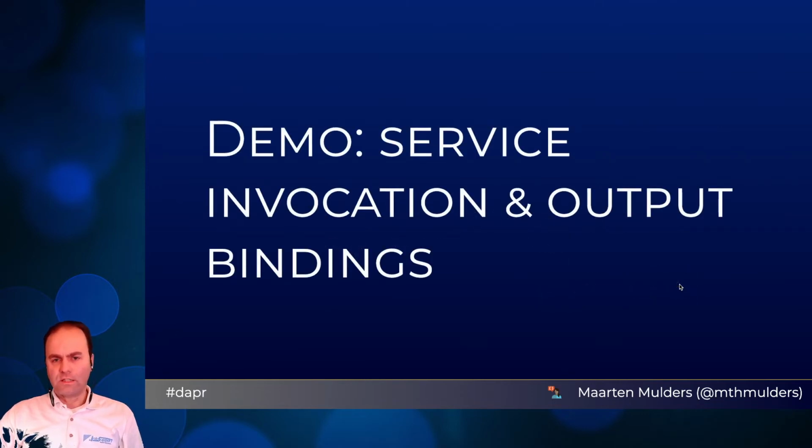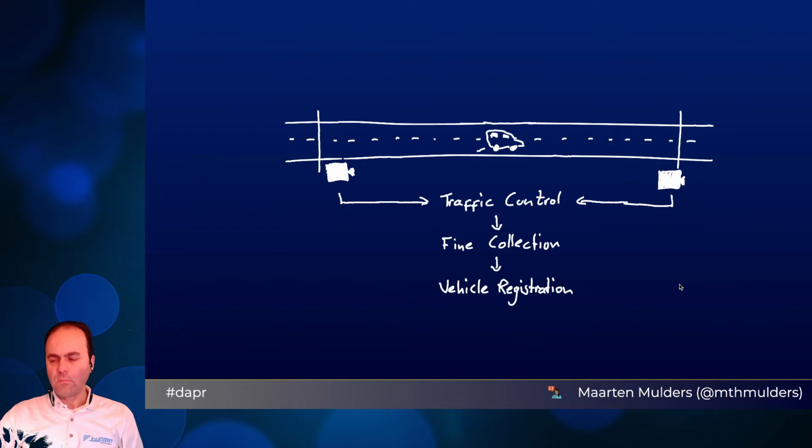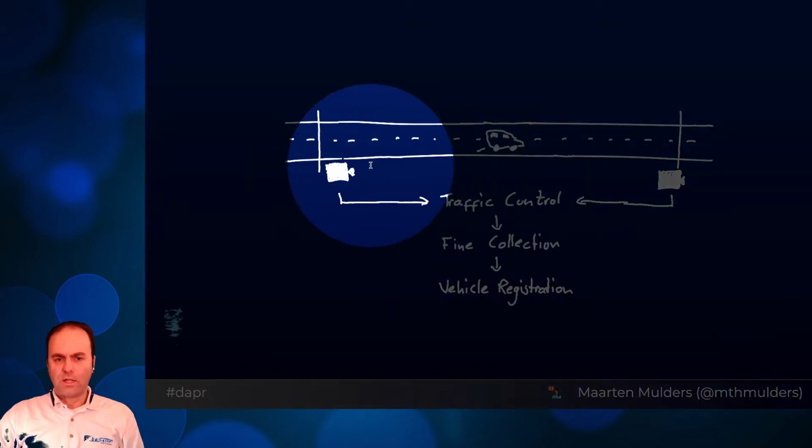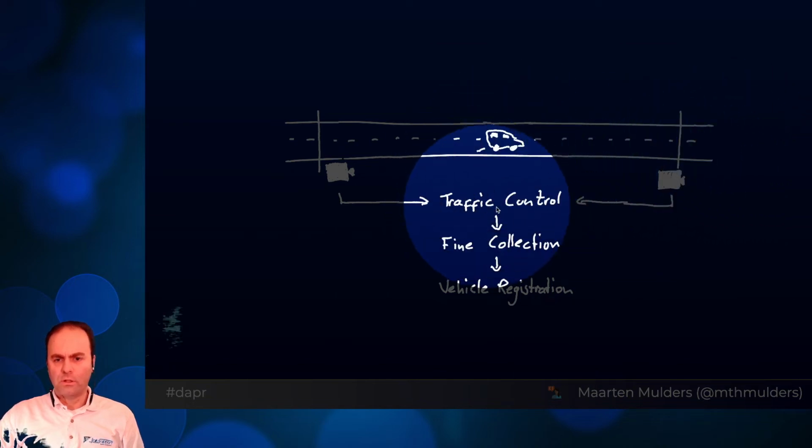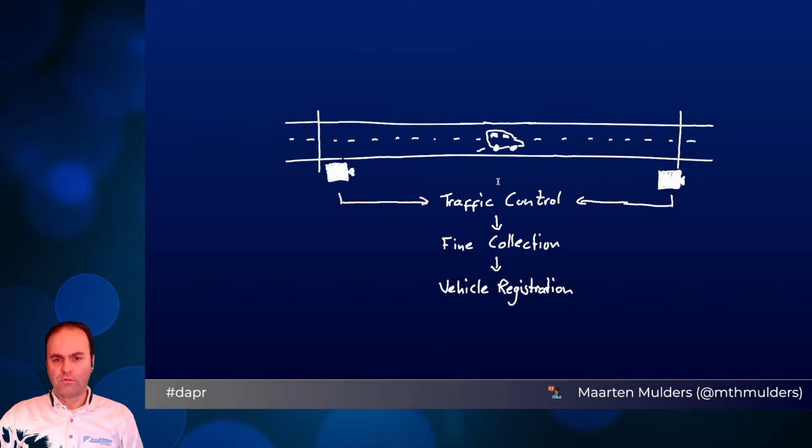So let's look at a second demo where we see, among other things, service invocation and output bindings. We have the same setup as before. I already explained about the cameras, sending pictures of vehicles with the license numbers, and the traffic control system that will calculate how fast somebody drove.